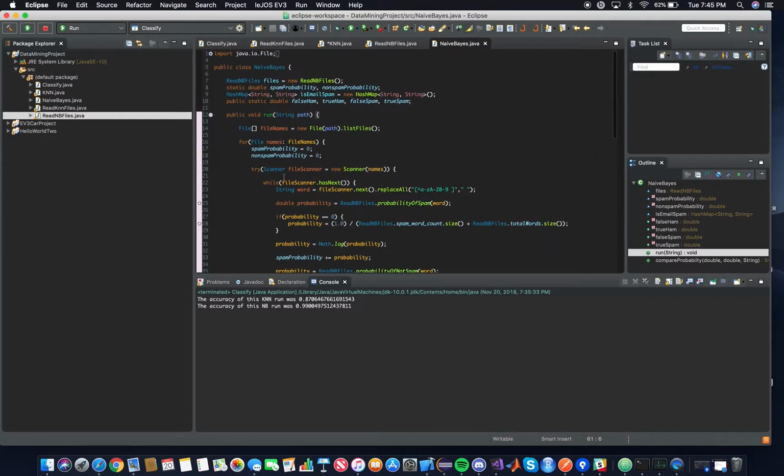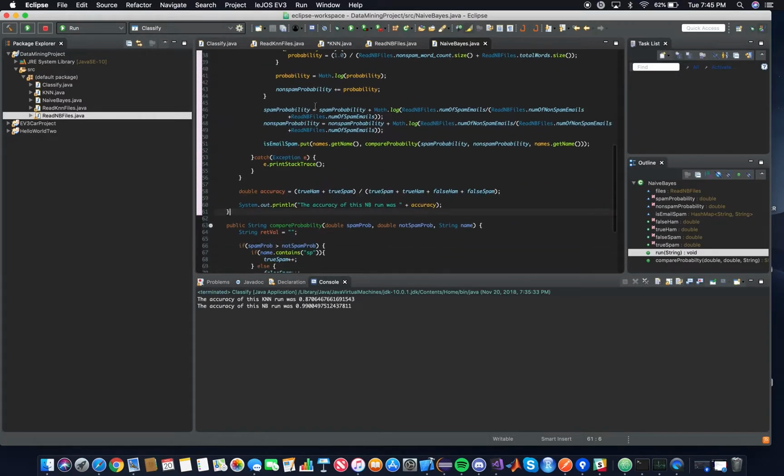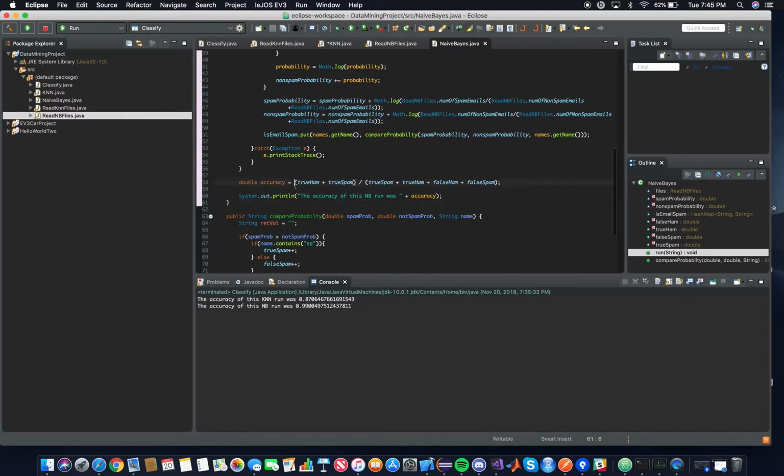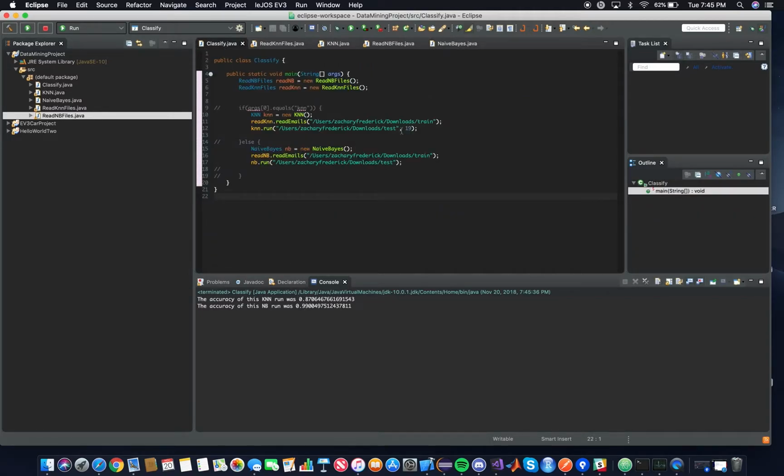Then you're able to calculate the accuracy to see if the accuracy is what is required. So if we run the program, as you can see, the naive Bayes accuracy is 99%, and the KNN accuracy with a KNN of 19 is 87%.